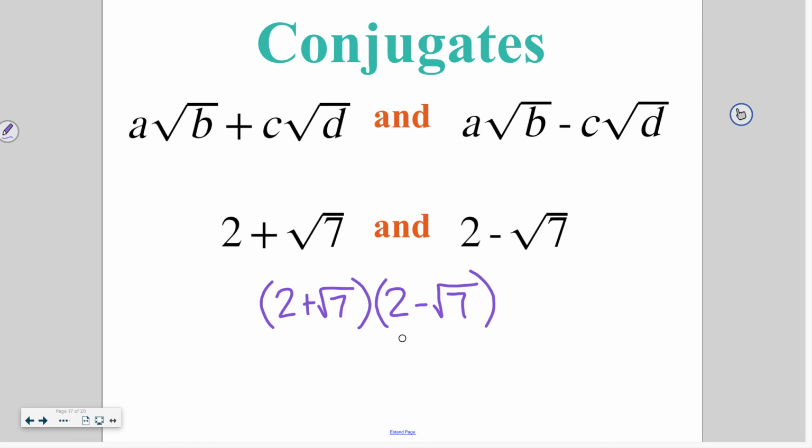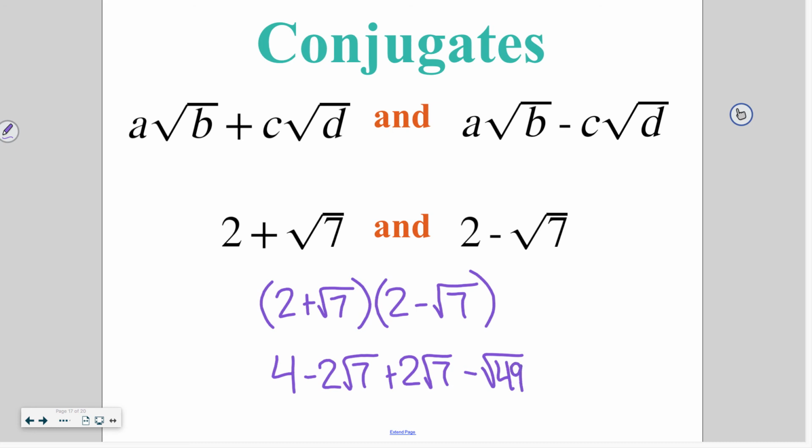we've got first, which is 2 times 2, or 4, plus the outside, which is negative 2 square roots of 7, plus the inside, which is 2 square roots of 7, minus square root of 7 times square root of 7 is square root of 49.